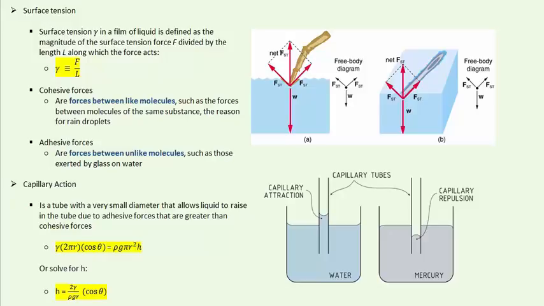When studying surface tension, there are two forces that must be considered: cohesive forces and adhesive forces. Cohesive forces are forces between like molecules, such as the forces between molecules of the same substance. And this is why we see rain droplets forming on the surface of a desk instead of spreading out evenly.